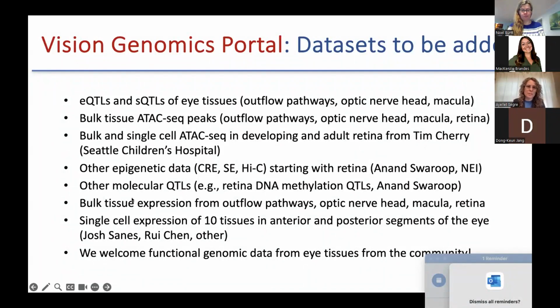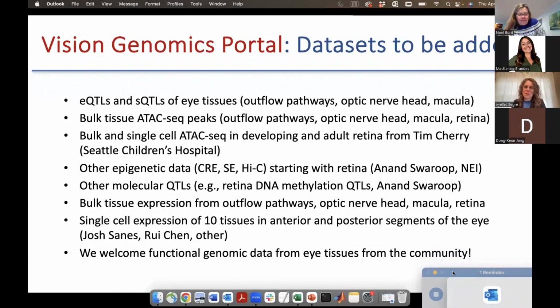Other molecular QTLs, we recently published a paper with Anand Swaroop on detecting DNA methylation QTLs in retina, so we're excited eventually to add those as well, and to add bulk expression data from the outflow pathway, optic nerve head and macula, and single cell expression from available human cell atlases, such as from Josh Sains and Ray Chen's lab. And then, of course, we welcome other functional genomic data from eye tissues from the community.